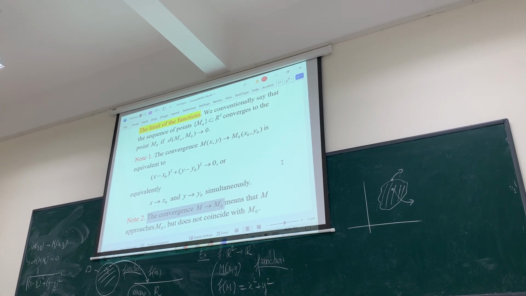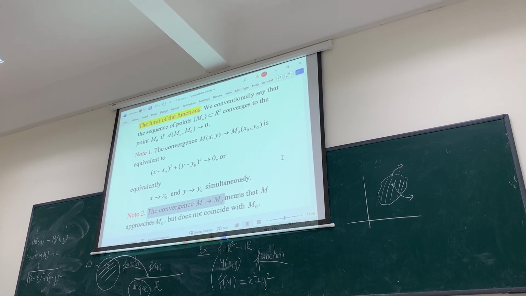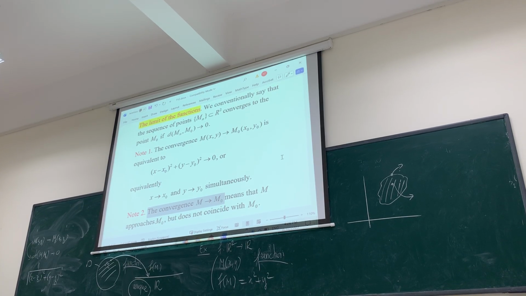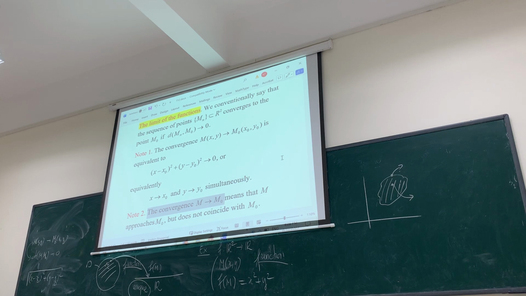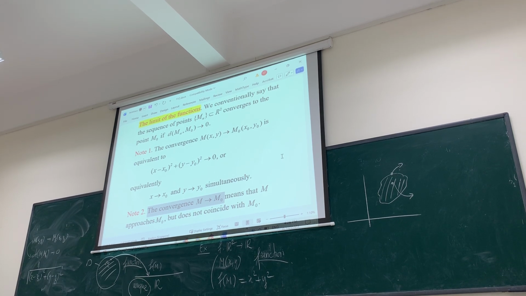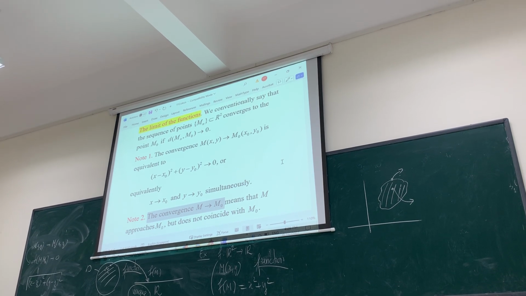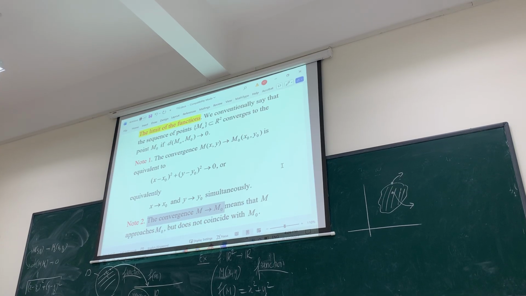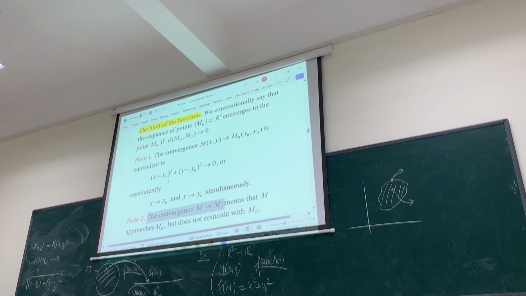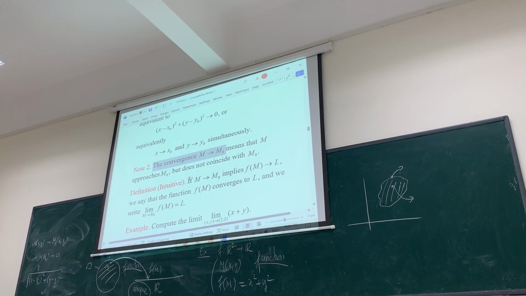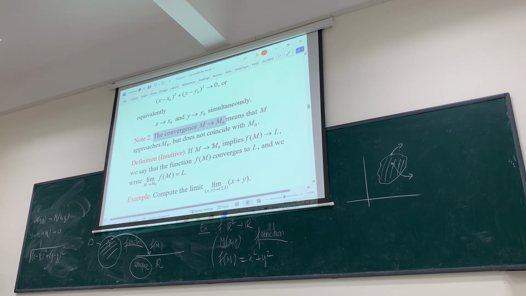Okay, now we have the definition related to the limit of a function. Here we have two definitions. The first is the intuitive definition. The second is the precise definition. Now, first let's go into the intuitive definition.